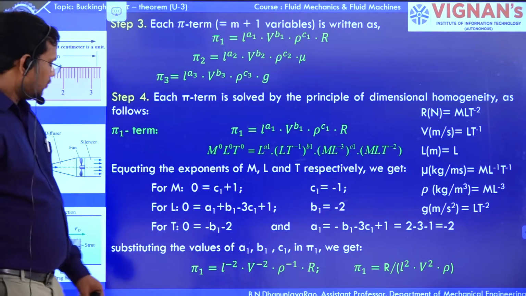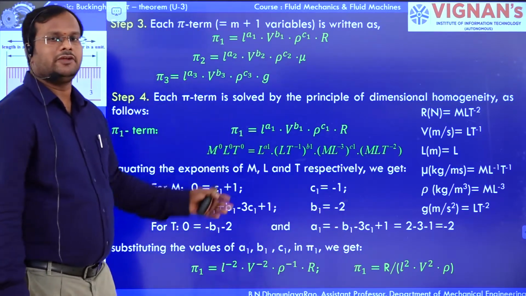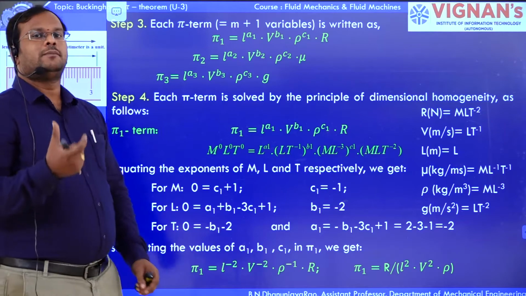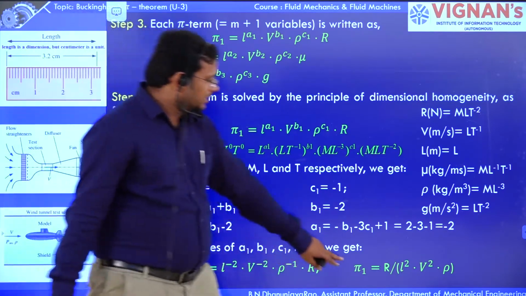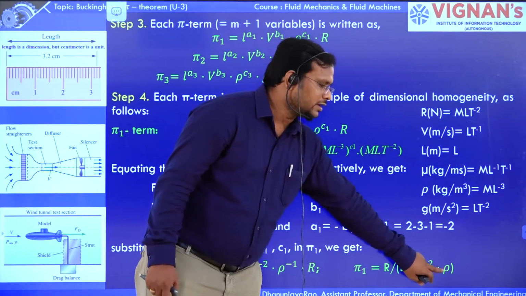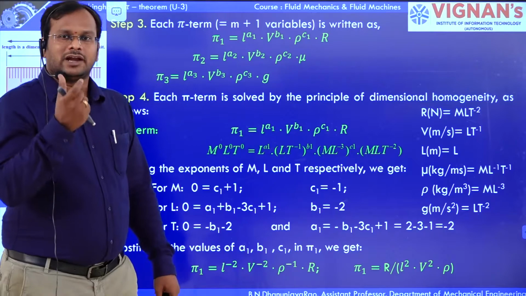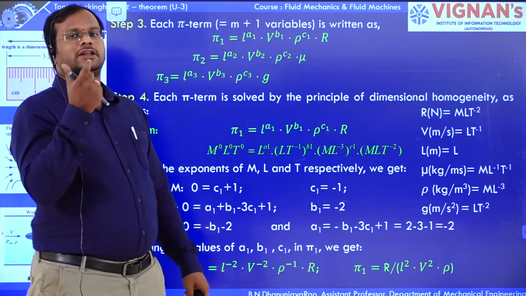Now here is the pi 1 term. We derived an expression for the particular pi 1 term: pi 1 is equal to R divided by L square V square rho. So we got an expression, one part of the final expression.